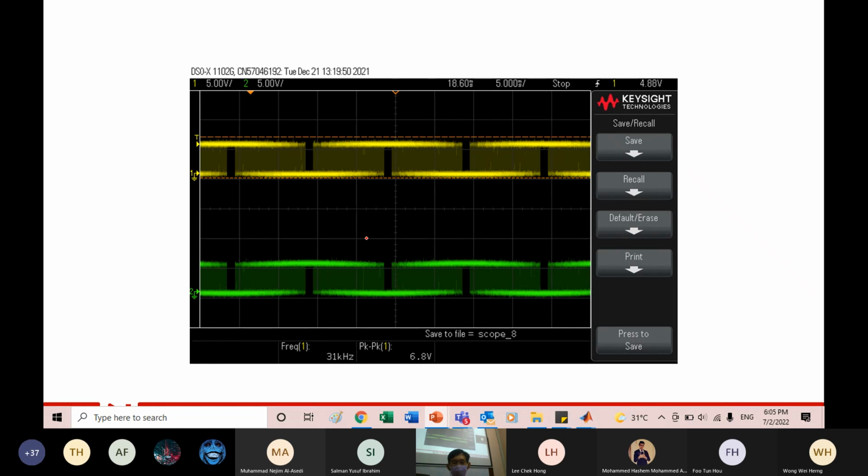7.81 kilohertz, 31 kilohertz. You can see it's very dense already. I think I didn't go up further, because the maximum you can go is 62K.